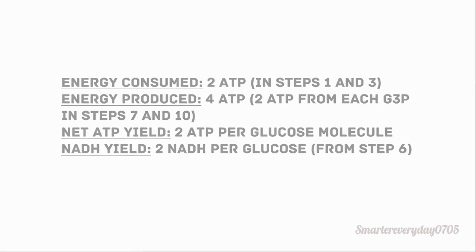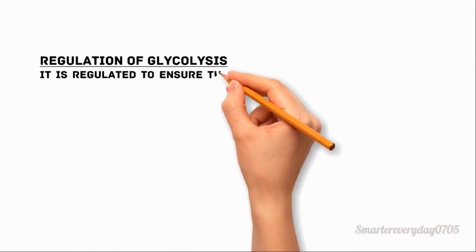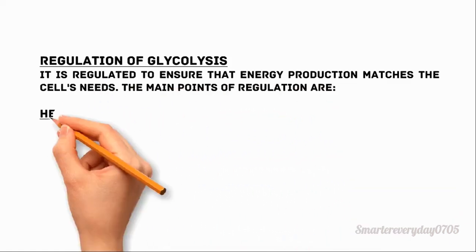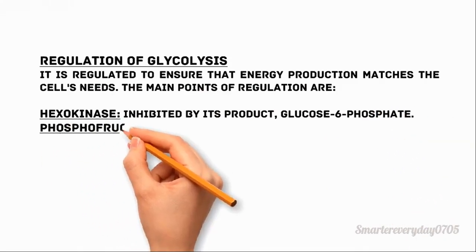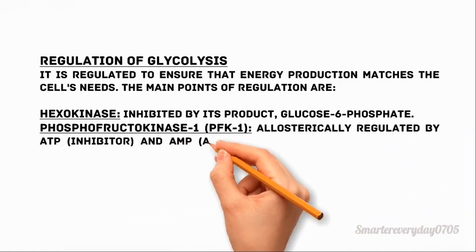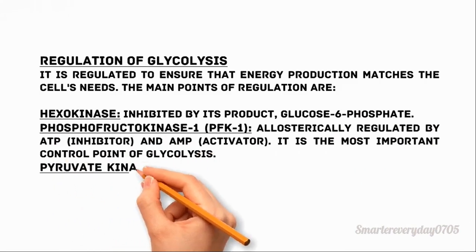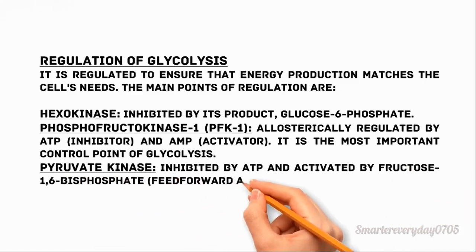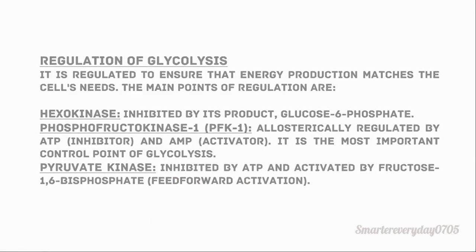Regulation of glycolysis. It is regulated to ensure that energy production matches the cell's needs. The main points of regulation are hexokinase, inhibited by its product, glucose 6-phosphate. Phosphofructokinase 1, allosterically regulated by ATP and AMP. It is the most important control point of glycolysis. Pyruvate kinase, inhibited by ATP and activated by fructose 1,6-bisphosphate.